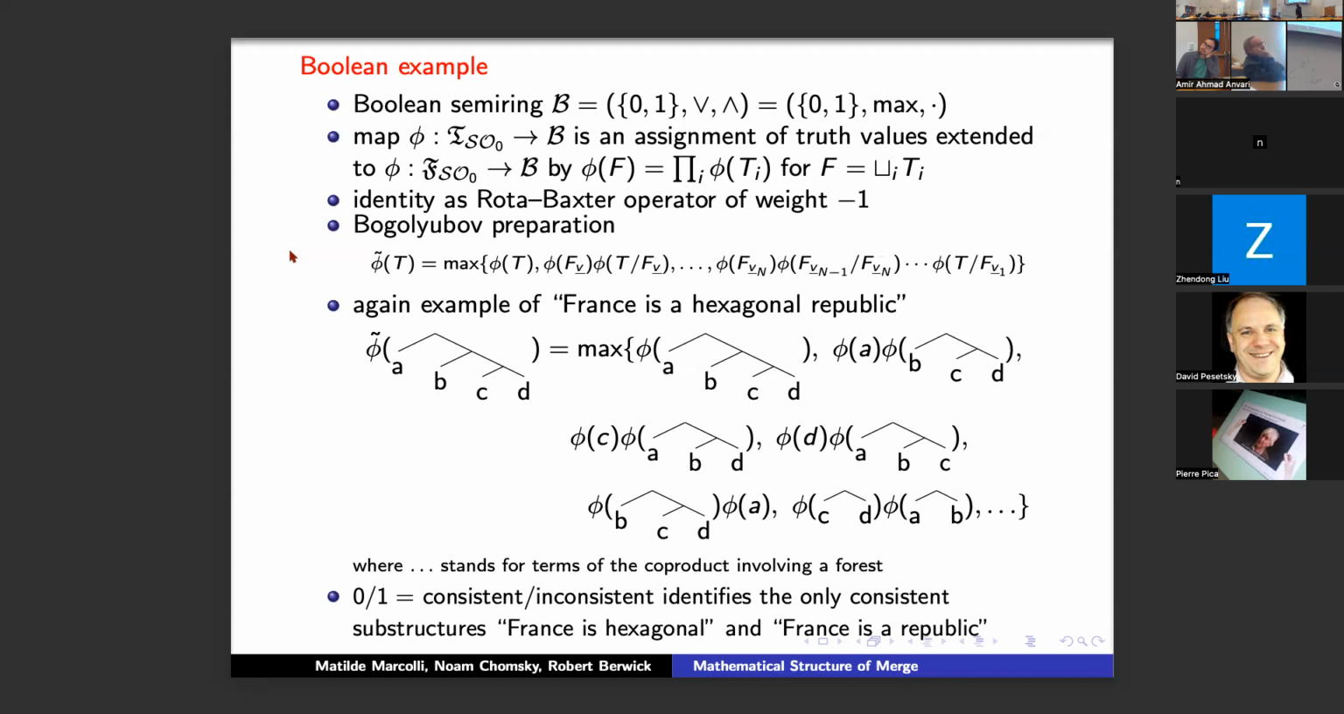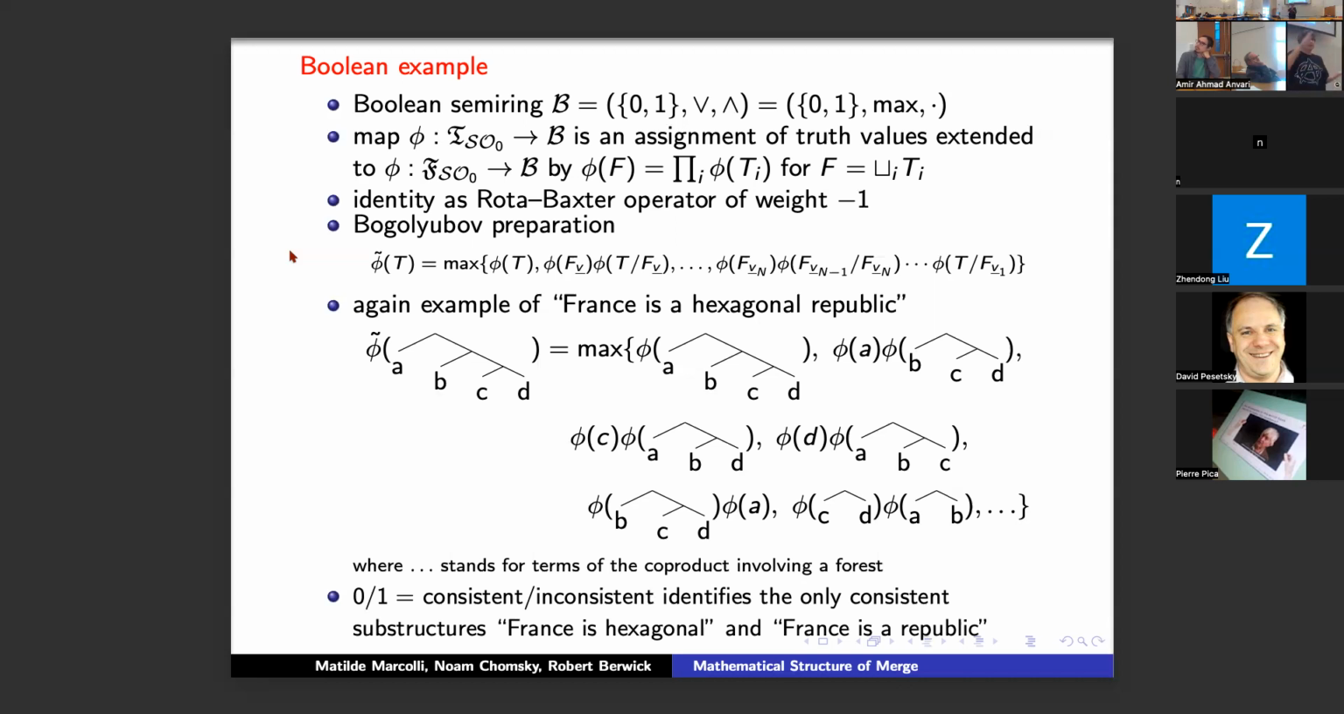And now you see that some of these things have consistent parsing. So you see these subtrees that correspond to France is hexagonal and France is a republic. Those get a value 1. So those terms stay. But then you get these ones where you extract hexagonal republic as a term that gets value 0. So that gets killed off. So it's separating out where the substructures are consistent and where they're not.